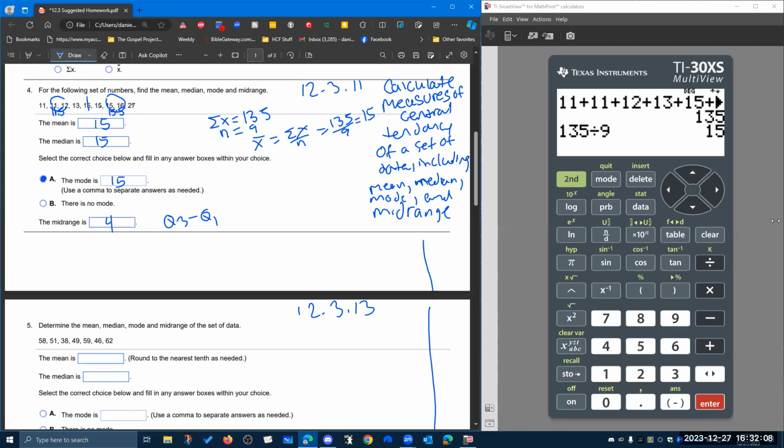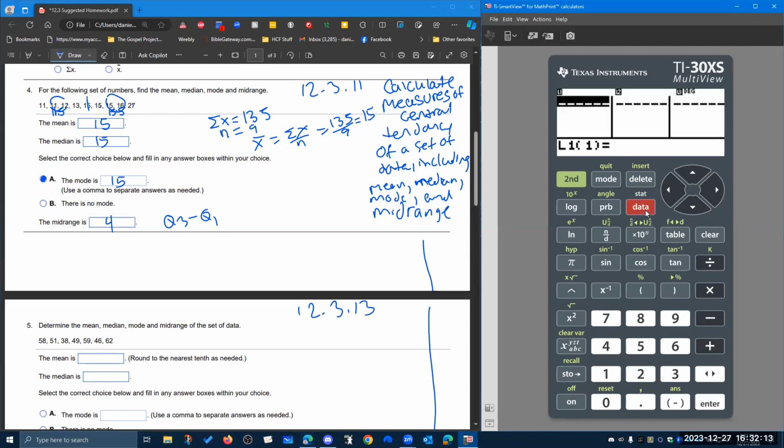Now, let's talk about how to find some of those numbers in the calculator. I'm going to use my data key, and I'm going to put my data in here. Let me get my eraser so that my circles and things go away here so you can read the list more clearly. All right, so this is 11, and then 11, 12, 13, and then 15 3 times.